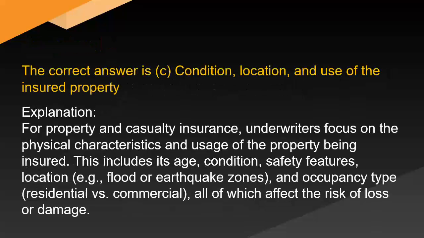The correct answer is C. Condition, location, and use of the insured property explanation. For property and casualty insurance, underwriters focus on the physical characteristics and usage of the property being insured. This includes its age, condition, safety features, location, e.g., flood or earthquake zones, and occupancy type, residential versus commercial, all of which affect the risk of loss or damage.